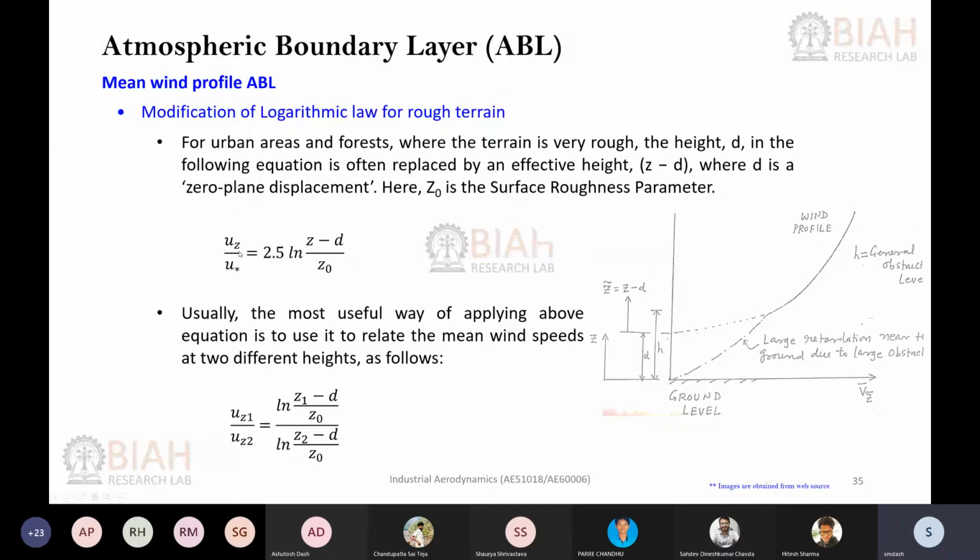So uz divided by u star will be equal to 2.5 ln. The remaining part is like the previous equation. Here only you are subtracting the d value. So z minus d.